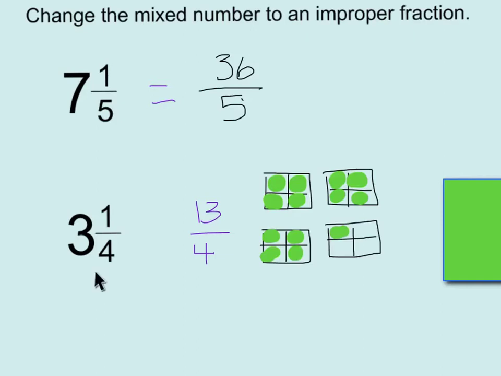Do you see how I have 3 wholes and 1/4? And I have 3 wholes shaded in with 1/4. So if I counted up how many fourths there would be 1, 2, 3, 4, 5, 6, 7, 8, 9, 10, 11, 12. 3 times 4 is 12. That's where we got this part. Plus our numerator would be that one extra part. So that's 13, and remember they're cut into fourths. So we'd have 13 fourths.